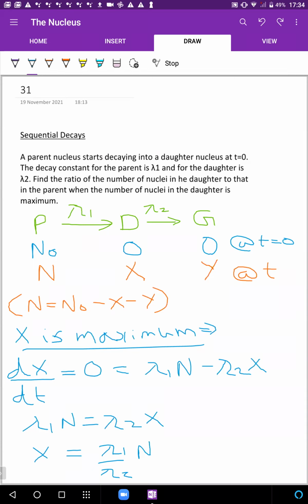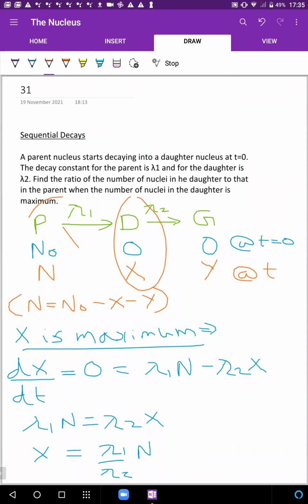Yeah, so I was going down the lines of writing minus dB by dt, as in I wrote A goes to B goes to C. So I wrote minus dB by dt is lambda 2B minus lambda 1A. Can you just repeat that? So it would be minus dB by dt equals lambda 2B minus lambda 1A.